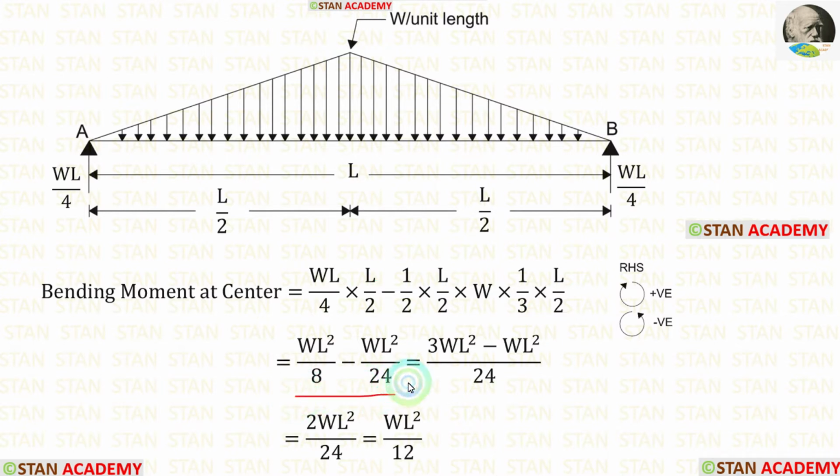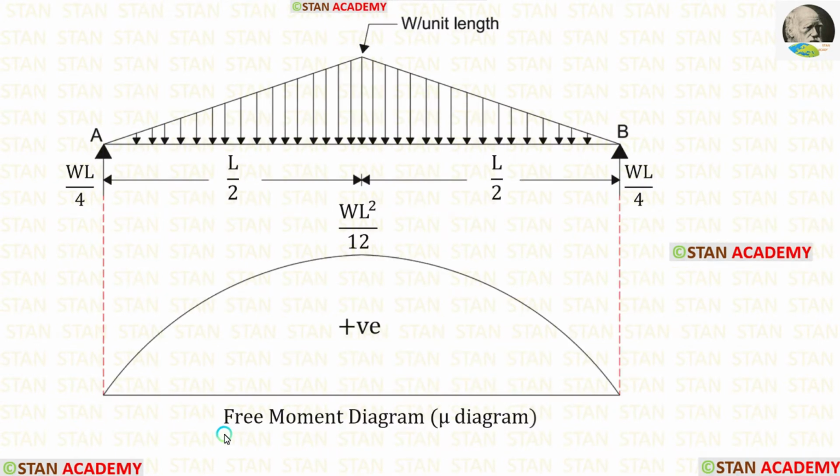Here we can take LCM. 24 is the LCM. So here we have to multiply with 3 on the numerator and denominator. 3WL square minus WL square, we will get 2WL square. Then we can simplify. Here we will get 12. Finally, for the bending moment at the center, we are getting WL square upon 12. Using this value, we can make the free moment diagram. This is the free moment diagram, also known as the M naught diagram.